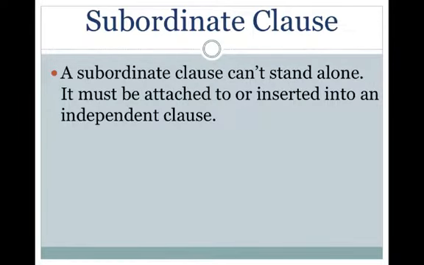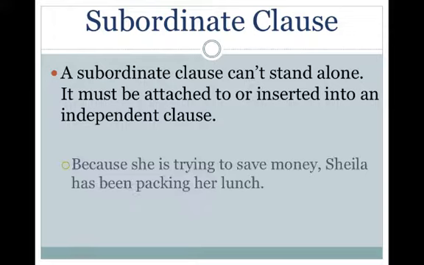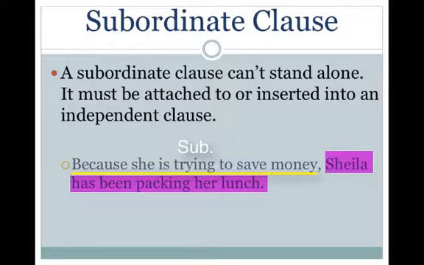A subordinate clause can't stand alone. It must be attached to or inserted into an independent clause. For example, because she is trying to save money, Sheila has been packing her lunch. The first part of this sentence, because she is trying to save money, is the subordinate clause. And then Sheila has been packing her lunch is the independent clause.